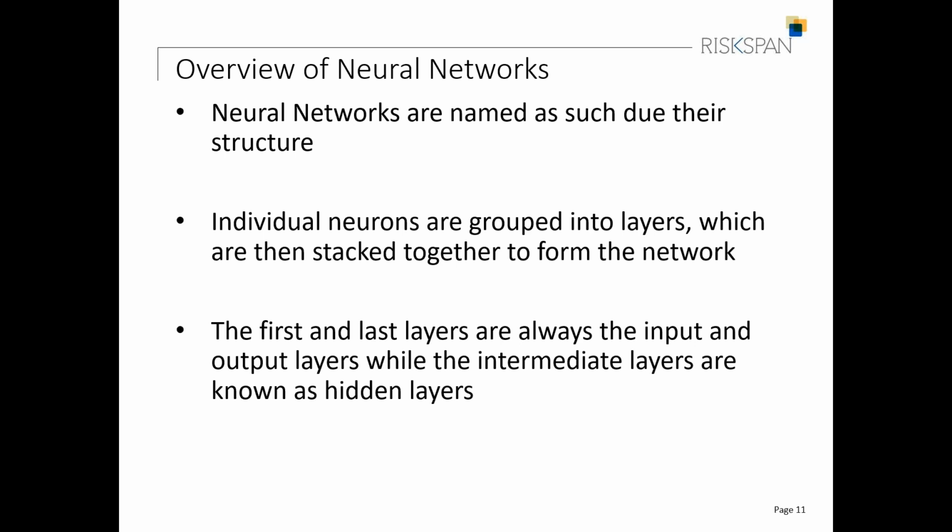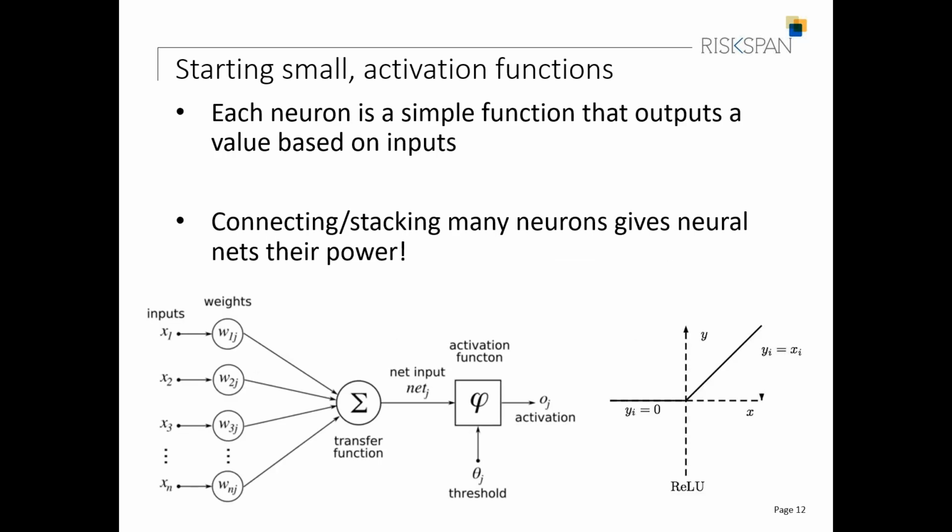Basically, the first layer is always the input layer, and the last layer is always the output that you want. In between is where you can be creative in terms of the architecture. At the very basic level, all a neuron is, is a simple mathematical function. So simple, in fact, that the most popular kind of activation function used today is the ReLU, as you can see on the bottom right. It's literally just the max of 0 and x.